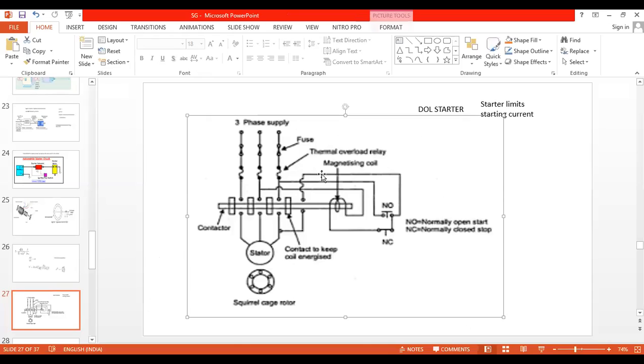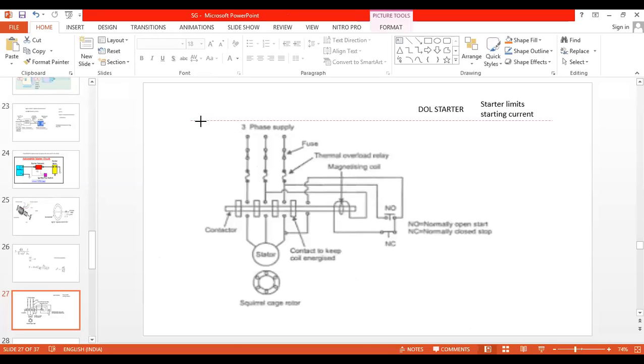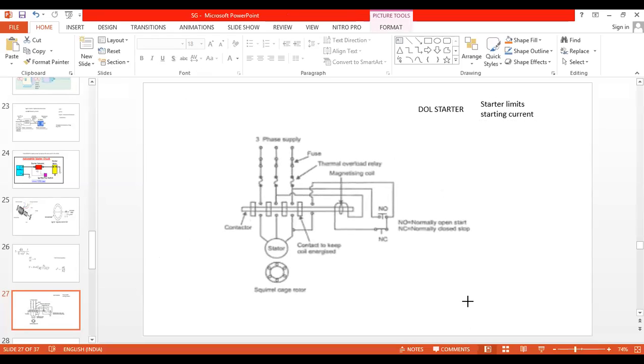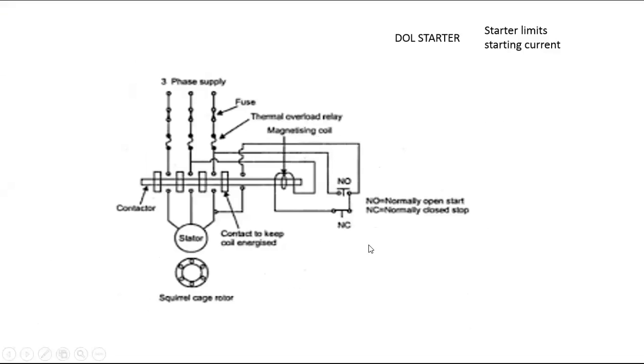Let me compress this one. No need to worry about this one. So what does it contain? It contains a contactor and vertical rods. Under normal operation, there is a normally closed switch and a normally open switch.